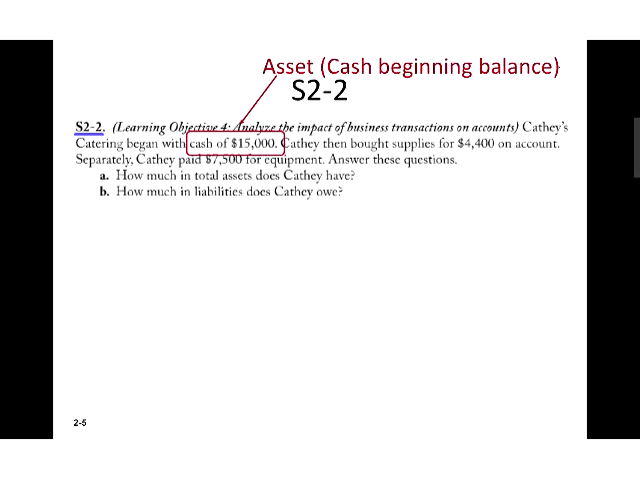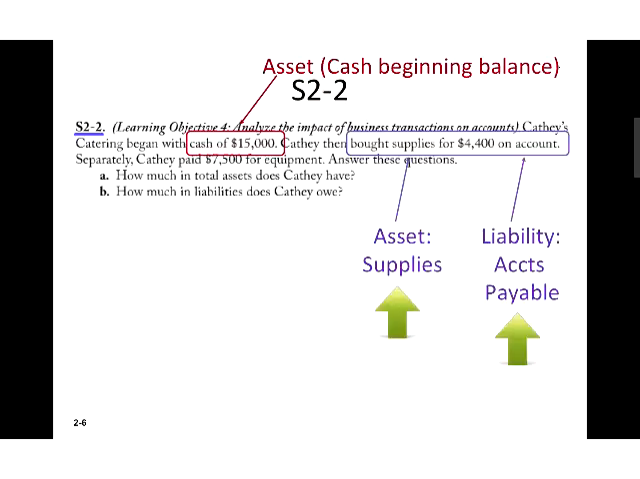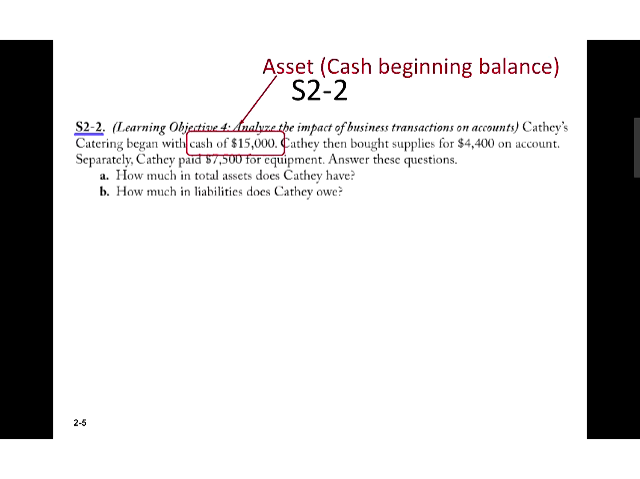Then we bought supplies on account. Now supplies are an asset. Supplies are something that we buy now for future use in the business. When we talk about bought supplies for $4,400, that actually has 2 sides. It's a transaction, as opposed to this first sentence. The first sentence, cash, is a beginning balance. That doesn't have 2 sides. That's not a transaction. That's simply saying we're starting with $15,000 cash.